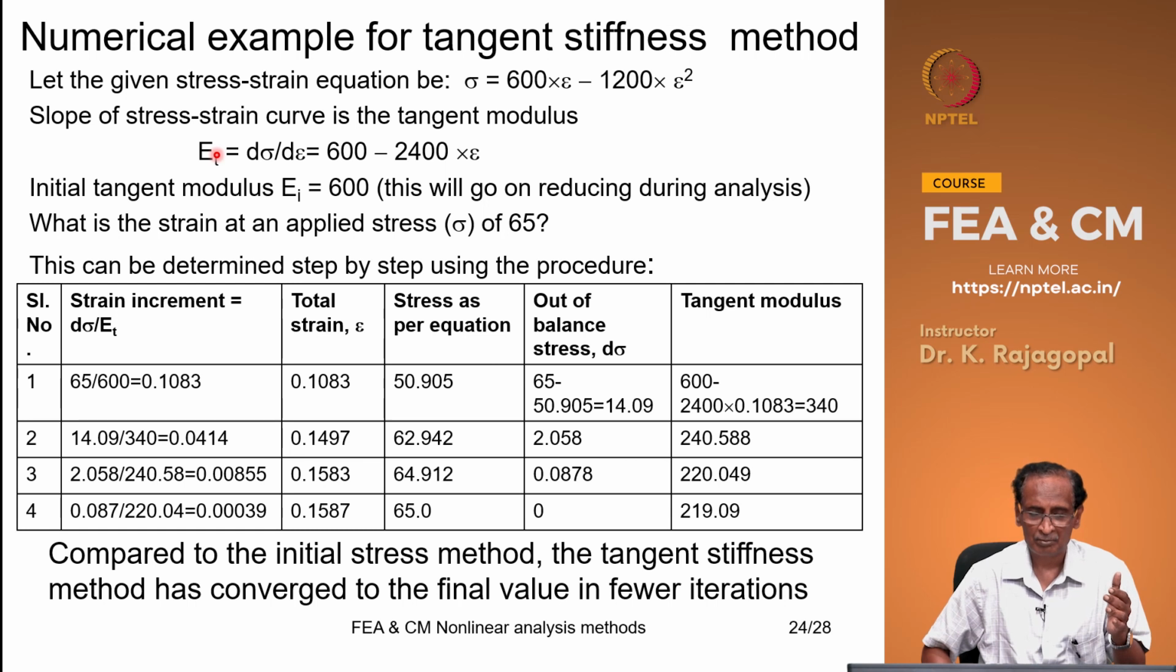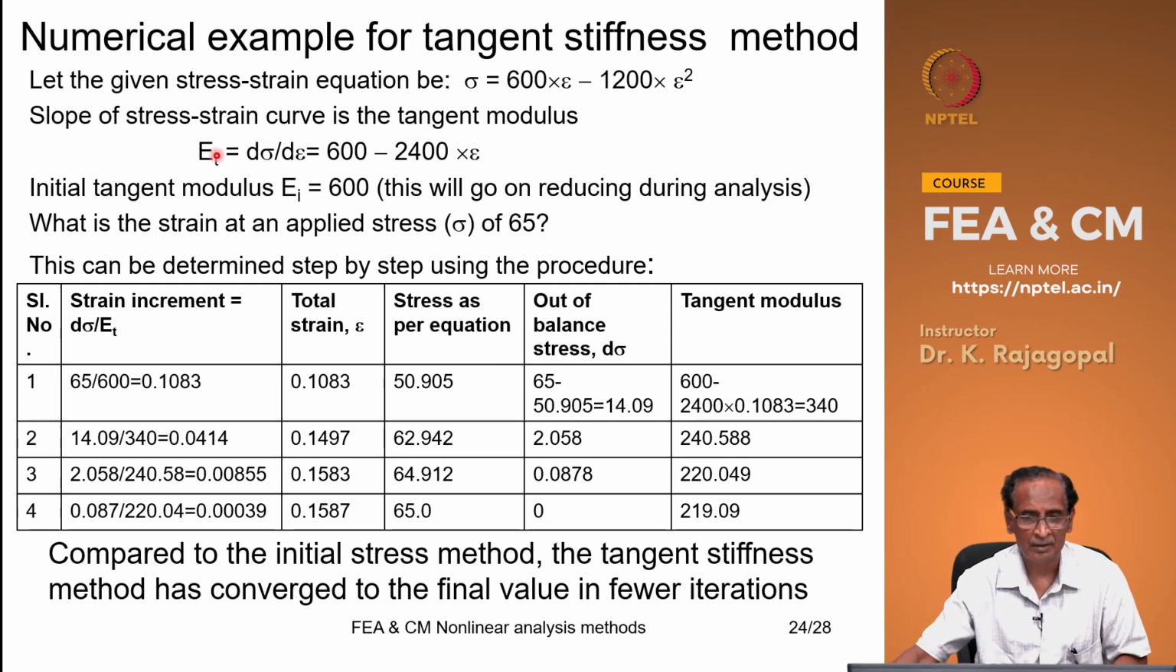This is actually a single degree of freedom system. For a single degree of freedom system, the modulus itself is the stiffness matrix. Our E tangent in this case is d sigma by d epsilon, that is 600 minus 2400 epsilon, and the initial modulus is 600, and the applied stress is 65.